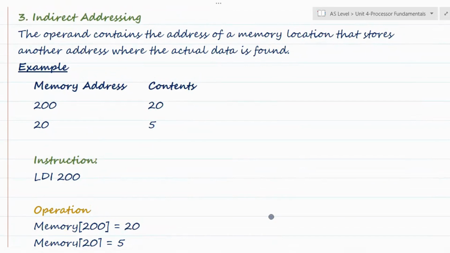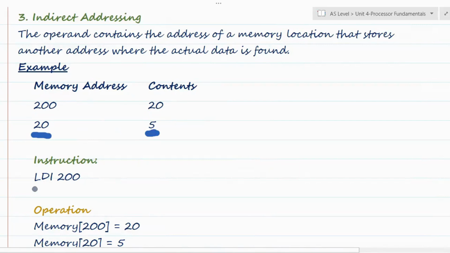Now, things become a little more interesting here when we talk about indirect addressing. In indirect addressing, the operand points to a memory location that itself contains another address. In other words, the CPU must perform two memory accesses. Let's have a look at the example. So let's say memory address 200 has 20, which is again a memory address, and memory address 20 has the actual value, which is 5.